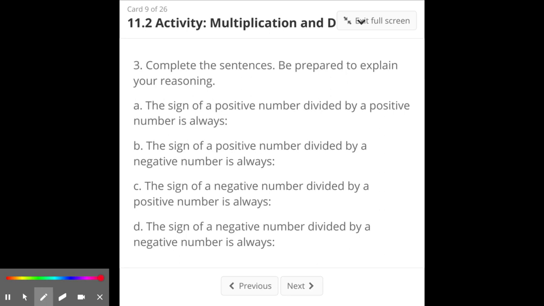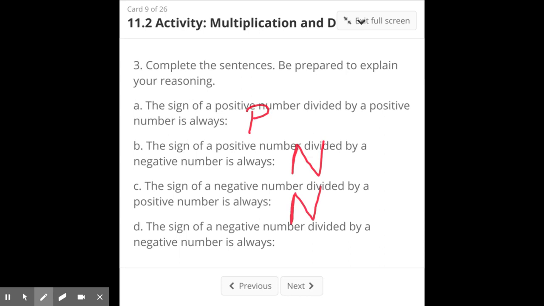All right, the sign of a positive number divided by a positive number is always positive. The sign of a positive number divided by a negative number is always negative. The sign of a negative number divided by a positive number is going to be negative. And the sign of a negative number divided by a negative number is always positive.